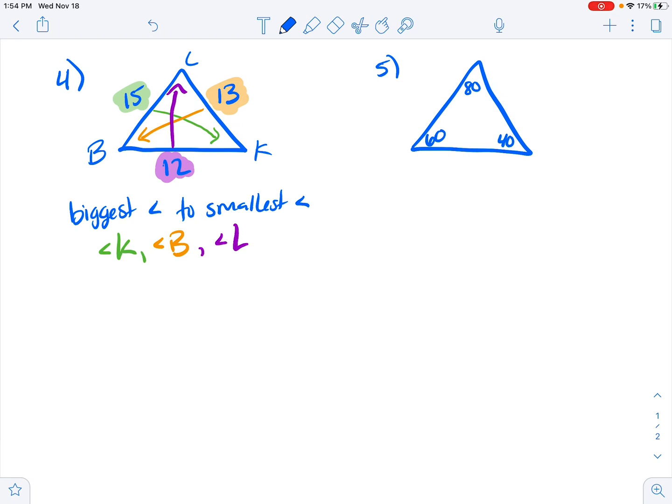Remember, all three angles in a triangle add to be 180. So now we're going to do sides from smallest to biggest. Okay, we'll label our triangle.